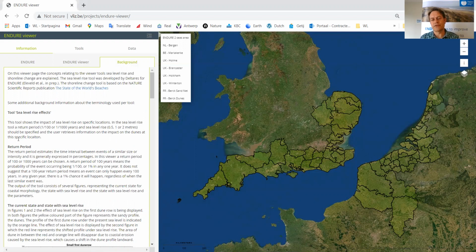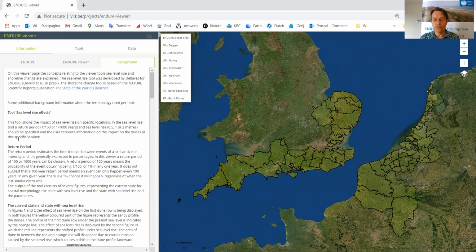The sea level is always under discussion, how big it will be at a certain time period. So there is no consensus on this. We decided to work with 3 scenarios: 0.5, 1, or 2 meters. Then there is the return period. The return period is a useful parameter when it comes to assessing the probability of an extreme event happening.